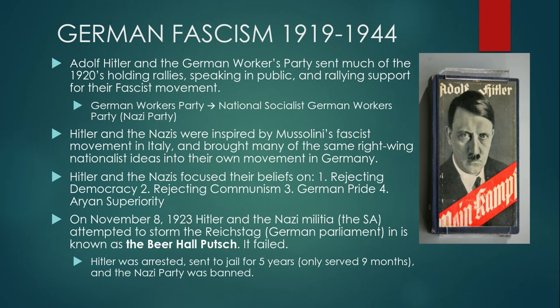Now, Hitler and the Nazis, they focused their beliefs on a few things. So rejecting democracy, rejecting communism, German pride, and Aryan superiority. So we see this ultra-nationalist idea being pushed here. And one of the places this is evident is things like the Nazi youth that existed in the 20s and 30s.